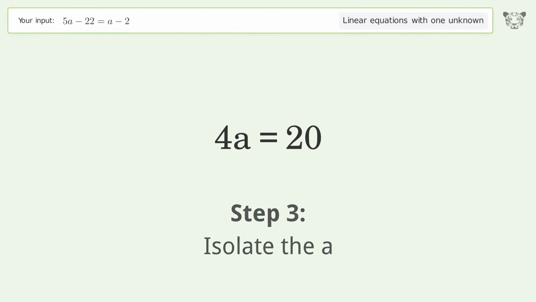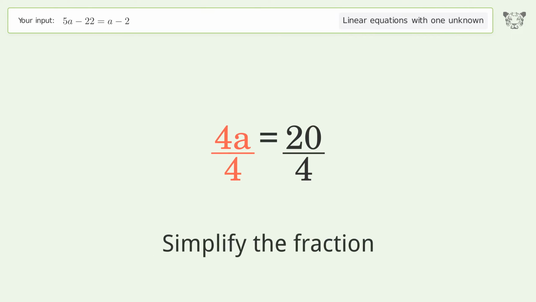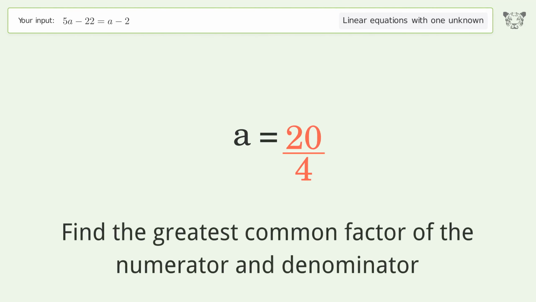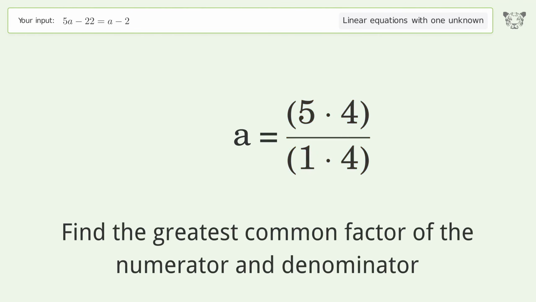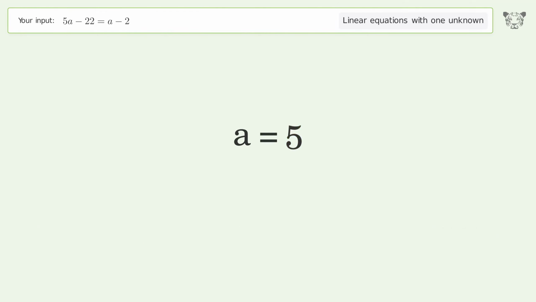Isolate the a. Divide both sides by 4. Simplify the fraction. Find the greatest common factor of the numerator and denominator. Factor out and cancel the greatest common factor. And so the final result is a equals 5.